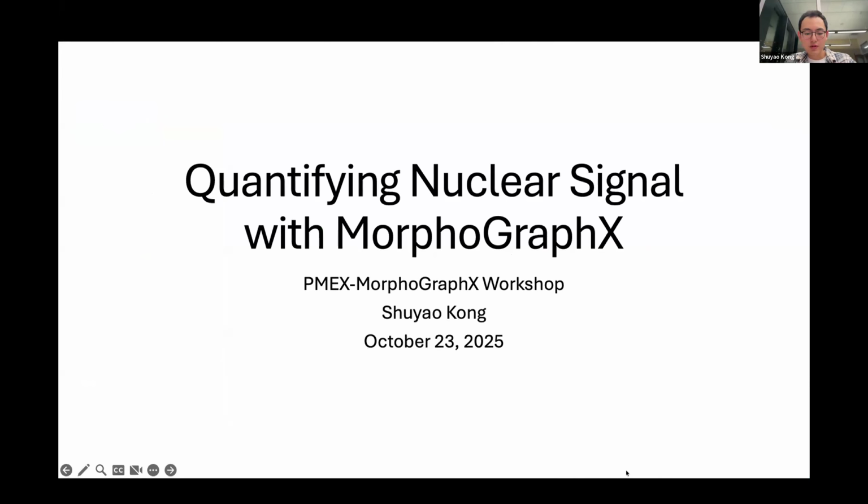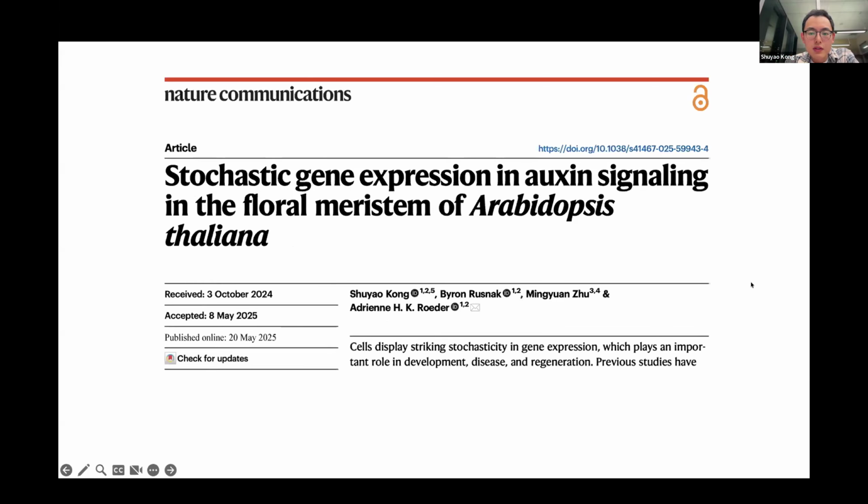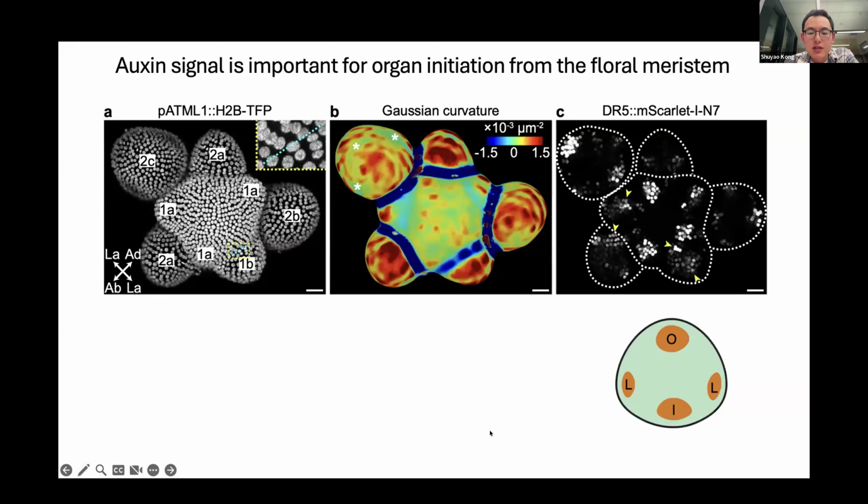All right. Thank you so much, Mingyuan, for the introduction. Today, I apologize in advance, I will not be able to show how to process the images using MorphoGraphX because the lab computer broke down. So I will just share with you how I process the signal in my newest paper. The paper is now online in Nature Communications: stochastic gene expression in auxin signaling in the floral meristem of Arabidopsis thaliana. I will walk you through what we found and how we use MorphoGraphX in this publication.